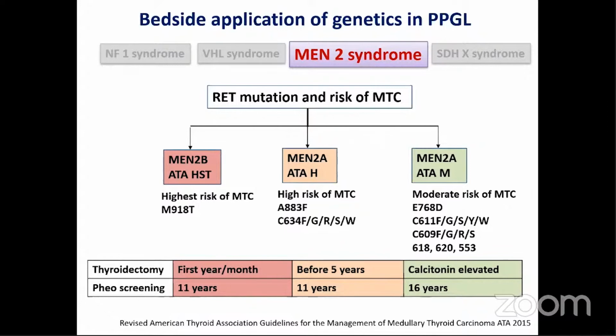In those who have high or highest risk mutations, the screening for Pheo should be started, if not by 8, at least by 11 years. Of course, thyroidectomy should be considered in the first year for those who have highest risk mutations, and before 5 years for those who have high risk mutations.